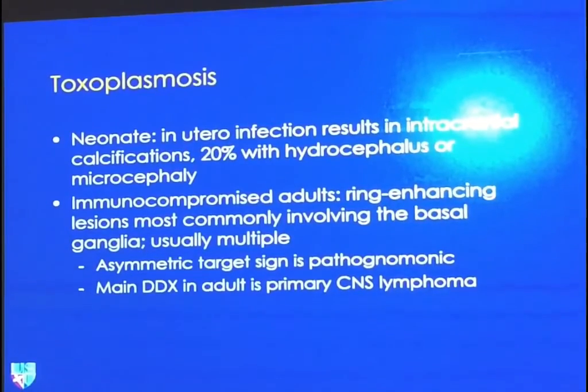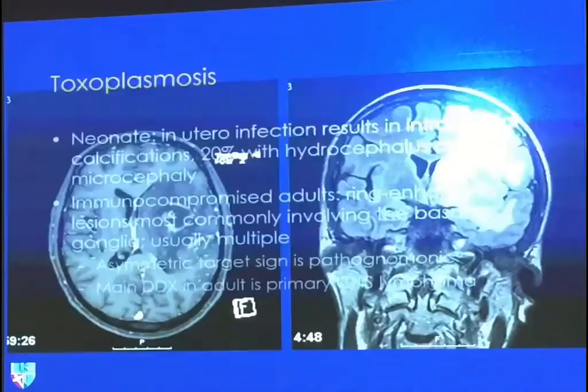Now, the finding that we're supposed to be able to look for to say this is toxo over all the other things on the differential for a ring-enhancing lesion is the asymmetric target sign. That's fine in theory, but I think it's very difficult to be confident that you're looking at an asymmetric target sign. A main differential in this patient population is going to be CNS involvement.